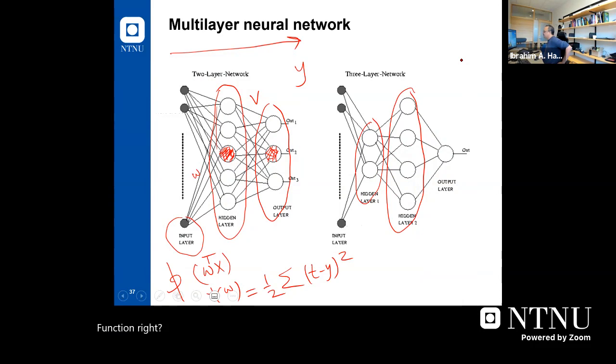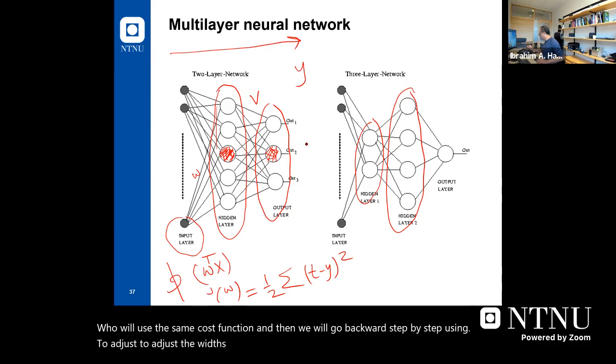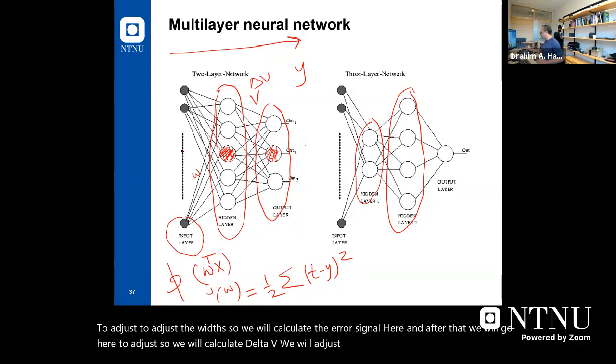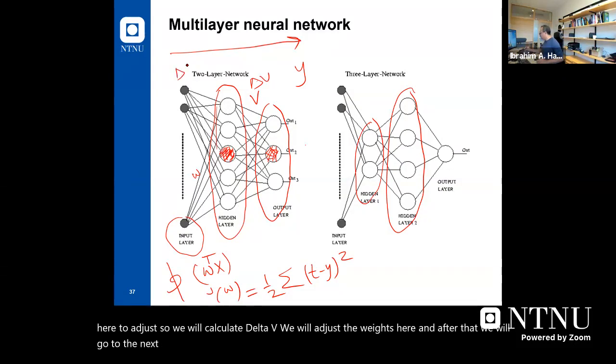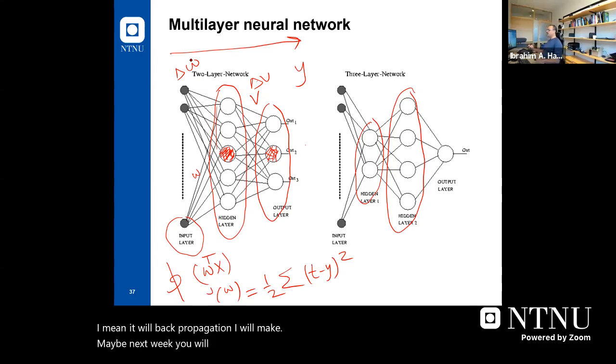We will use the same cost function, and we will go backward step by step to adjust the weights. We will calculate the error signal here, and after that we will go here to adjust. So we will calculate delta V, adjust the weights here, and after that we will go to the next layer, calculate delta omega, and so on. Error backpropagation, I will cover maybe next week. I will have more details, and also we will try to implement it for a simple feed-forward neural network.